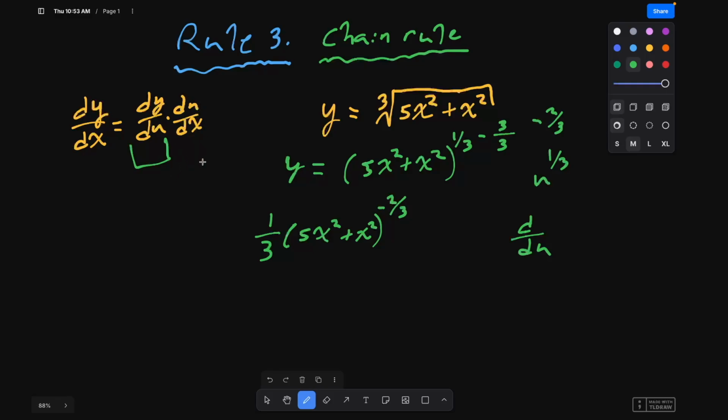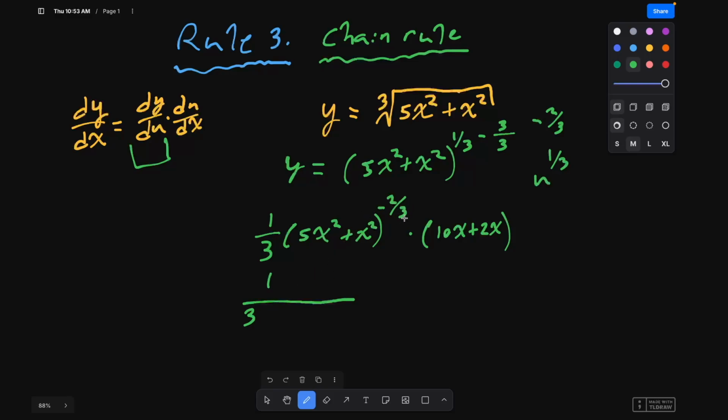Next, we do our du dx, which is the derivative of our inside. So the derivative of 5x squared is going to be 10x, and then plus the derivative of x squared is 2x. Now if we do some simplification, we have a negative exponent here, and we have this 2 over the 3. So that is going to come down. Our 3 is down there, and then we're going to bring down our 5x squared plus x squared.